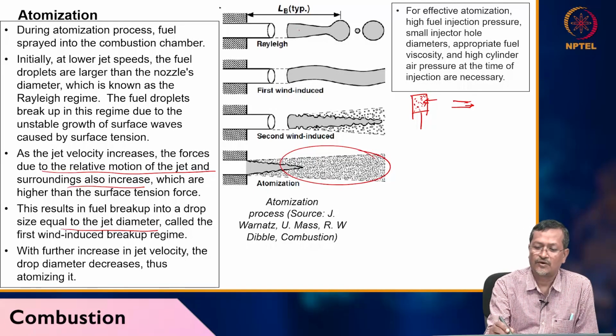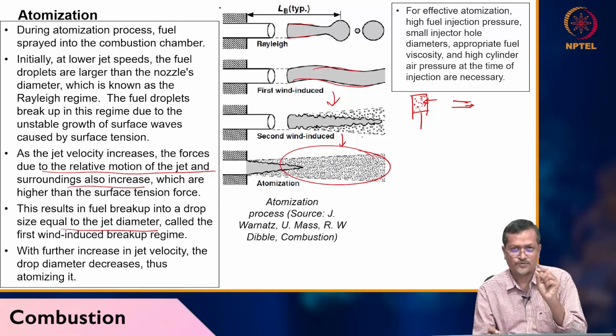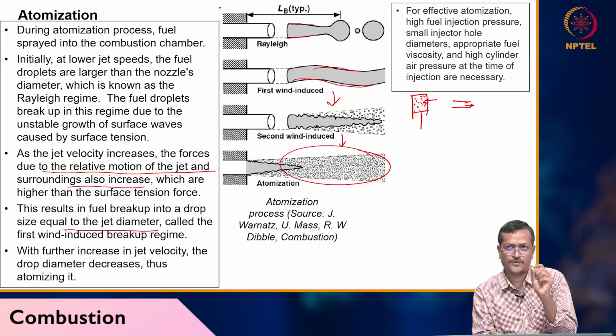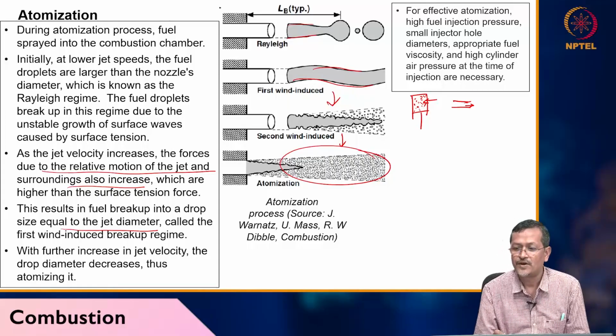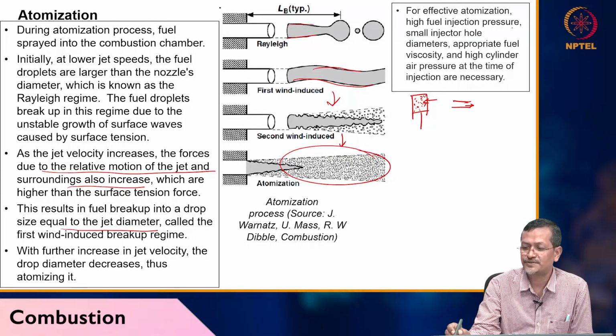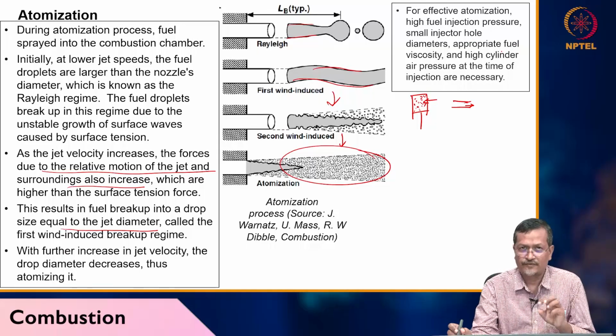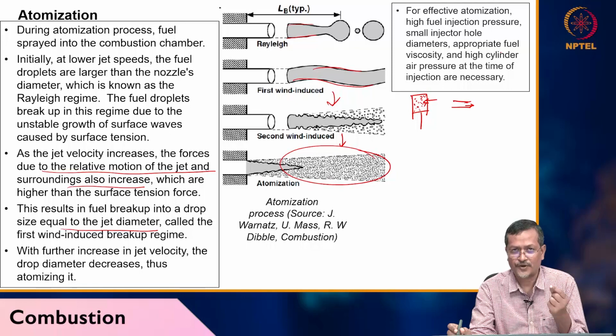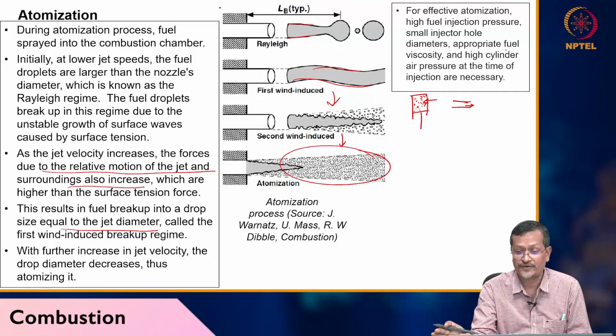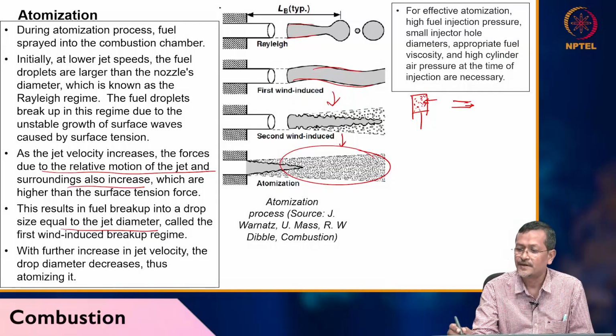Initially there is a long jet, the wind induced jet you can see here. Gradually the jet will be broken. After breaking, it will create very small tiny particles, mist or atomized particles. For effective atomization, high fuel injection pressure and small injection hole diameter are required. Viscosity also plays a very important role. If viscosity is very high, atomization will be difficult, so low viscosity is very good. And high cylinder air pressure at the time of injection is necessary.